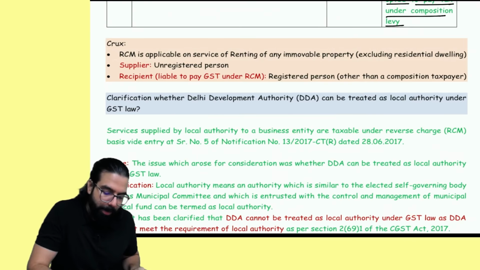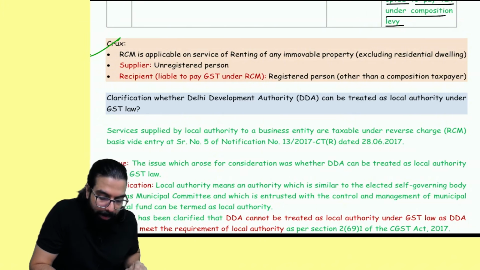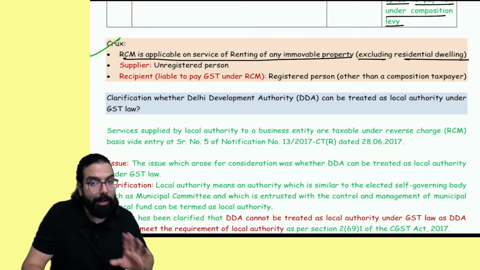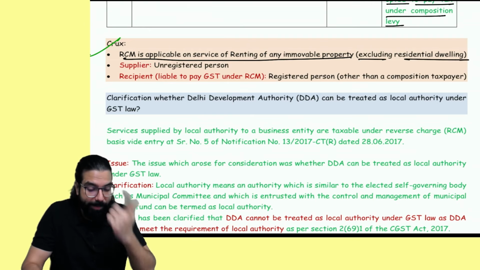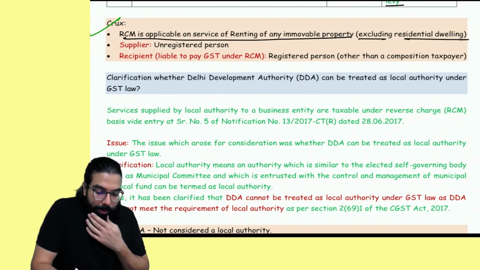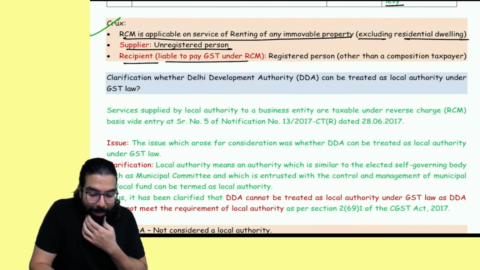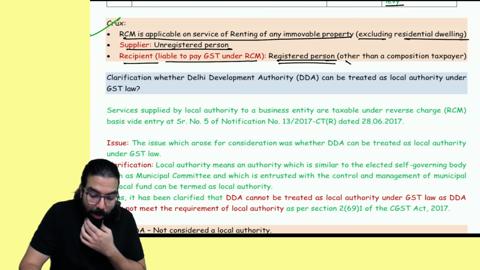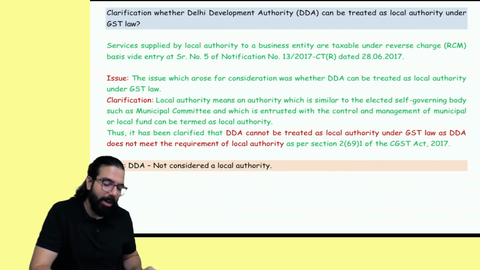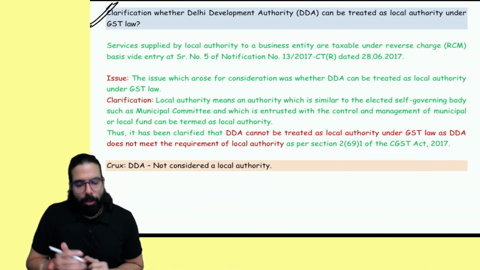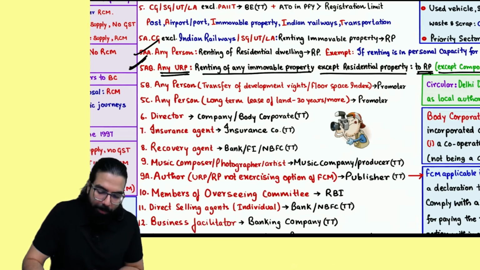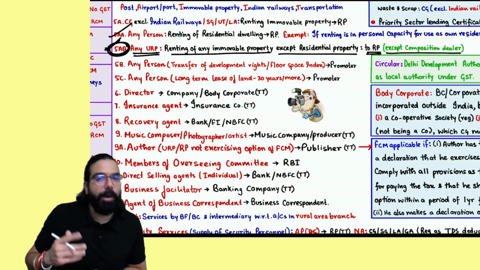Next. Same thing, but number one, RCM is applicable on the service of renting of immovable property excluding residential dwelling. We are not talking about residential dwelling because that was already dealt with in the above point. Correct, sir? Done. If the supplier is unregistered, the recipient will be liable to pay if he is a registered person, but not a composition dealer, only other than composition dealer. Done, sir. This point is clear. Now, one more small clarification which came. First tell me one thing, is this clear? Yes. The fourth point is the sponsorship service amendment, and here in 5AB, one small amendment.